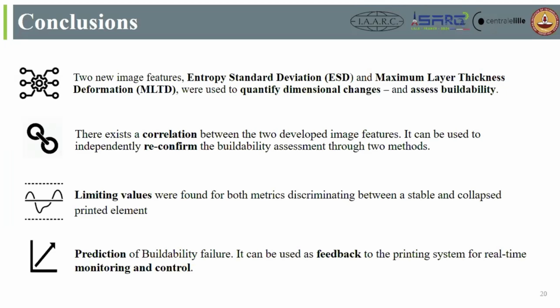And this can be used as feedback into the printing system to reduce the velocity with which the nozzle travels or the extrusion speed. With that, we are able to increase the time for the bottom layers to gain some strength so that the further layers can be deposited on top of it.